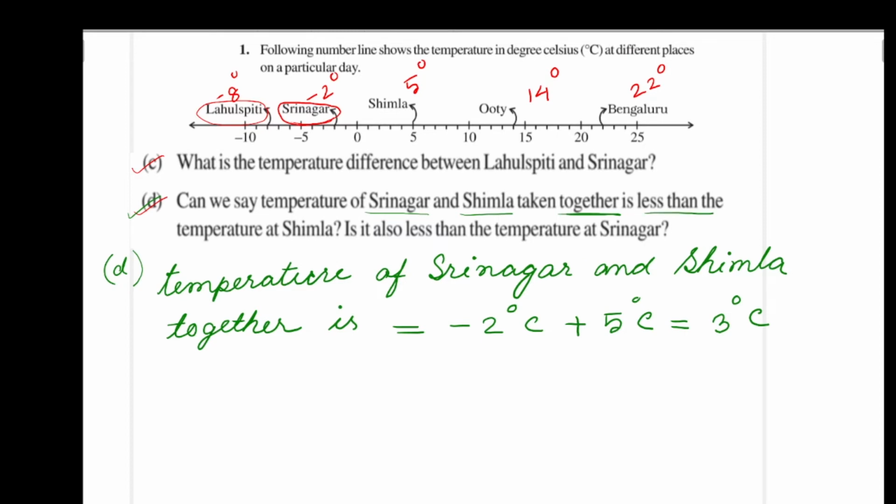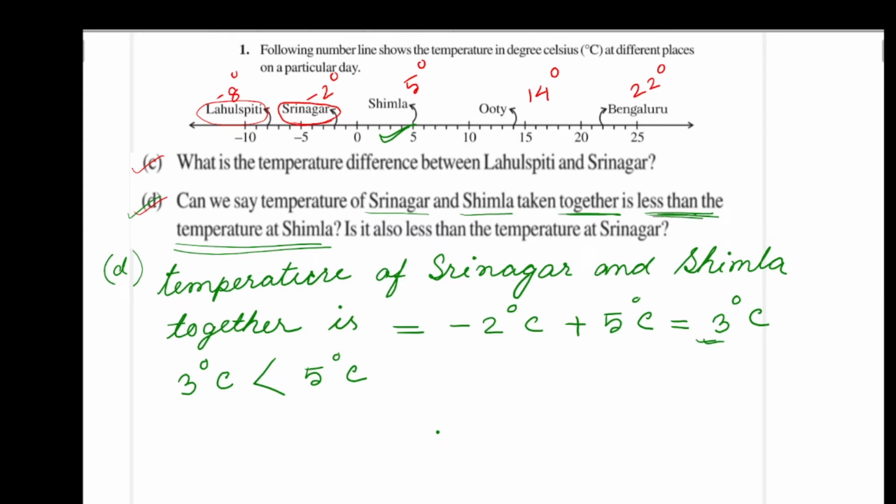The second part is: is it less than the temperature of Shimla? So what is the temperature of Shimla? 5. So definitely 3 degree is less than 5. So 3 degree Celsius is less than 5 degree Celsius. How to write? You have to write like that only. That means yes, it is less.